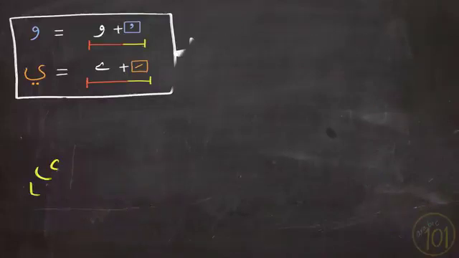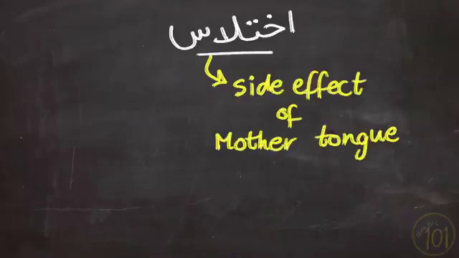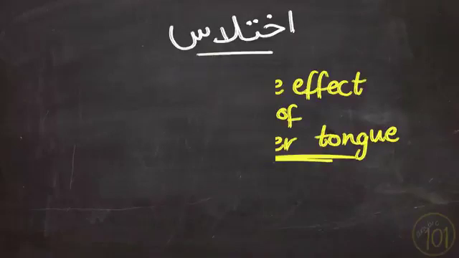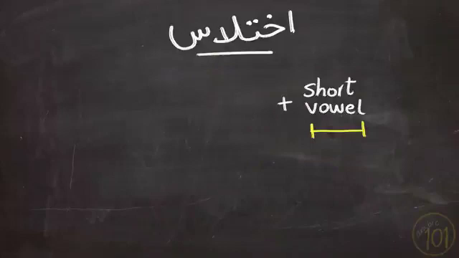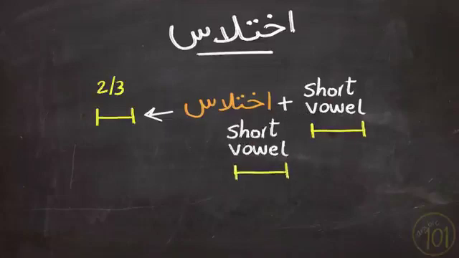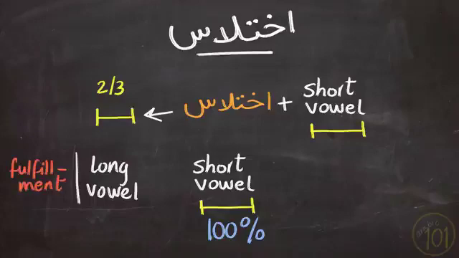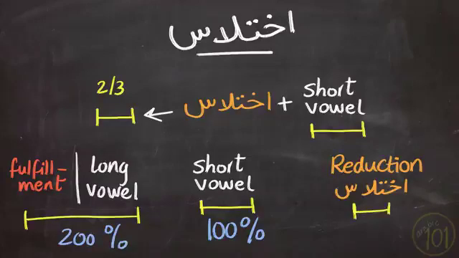You get إشباع. But when you shorten it, you will get what we call اختلاس or reduction, which usually happens as a side effect of your mother tongue in certain cases. So it can happen without you noticing it. So اختلاس means reducing the short vowel. But how short is it then? Well, scholars estimated اختلاس to be 2/3 of how long a short vowel is. So if a short vowel is at 100%, this means that the long vowel, or إشباع, will be at 200%, and this means that اختلاس will be at 66%.